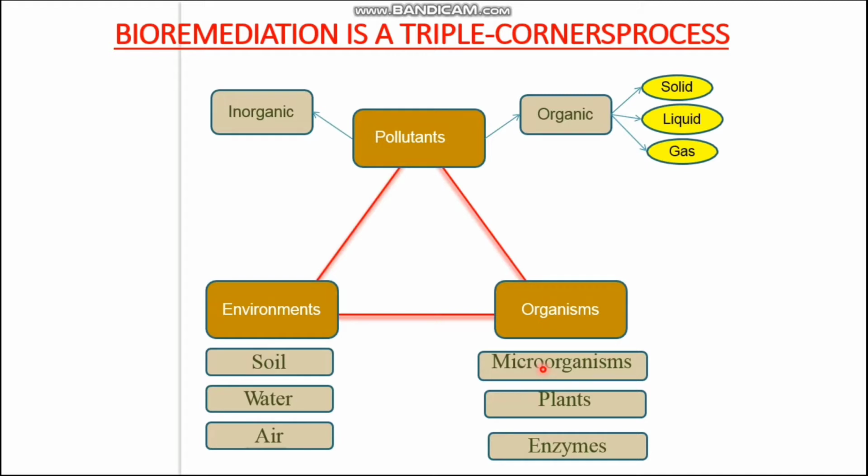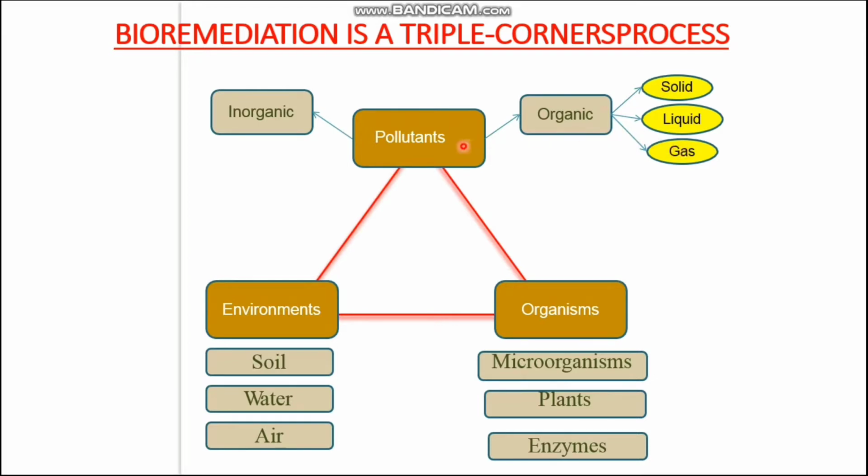Basically, if you see, bioremediation is a triple corner process. What is a triple corner process? It includes three things, that is pollutants, organisms and environment. So what is a pollutant? A pollutant is nothing but a chemical substance which will contaminate the environment. It can be of two types, inorganic pollutant or organic pollutant. The organic pollutant can be solid, liquid or gas.